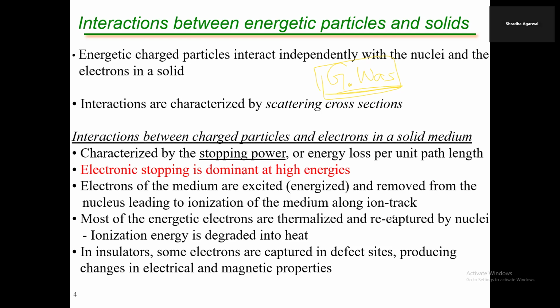So guys, now what is happening in your material is this kind of interaction. You have a solid here, and you have an incoming particle here. It goes in and makes these kinds of collisions, right? Depending on the scattering cross sections, it is able to displace atoms. Now, the scattering cross section is one important term. The second important term is the stopping power.